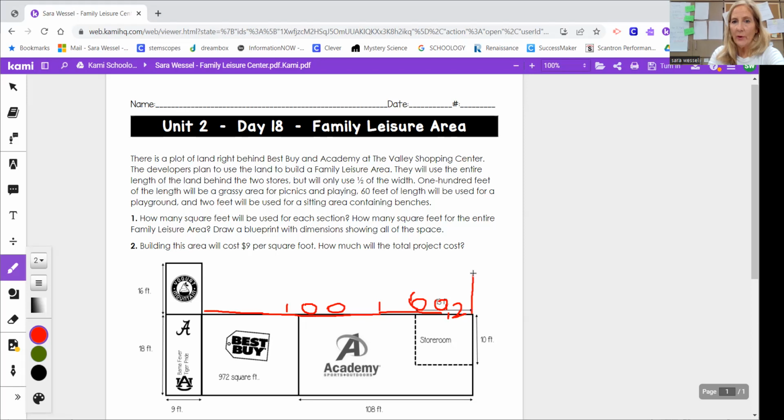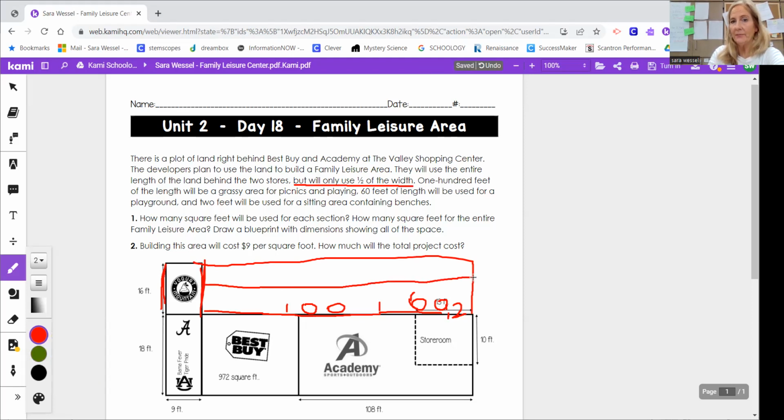And then we had to figure out what the width was. And a lot of you, I noticed, knew that if from here to here is 16, then this is also 16. But when I looked up here, it said we'll only use half of the width. So that helped us know that it was just going to be half this size.